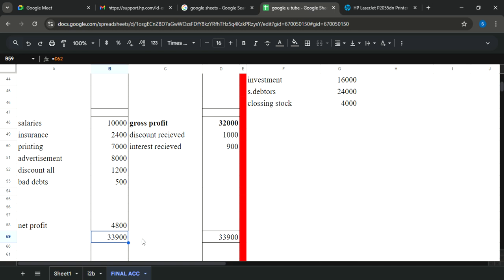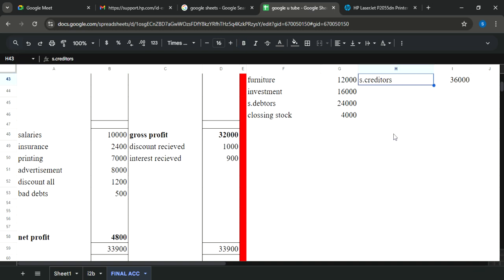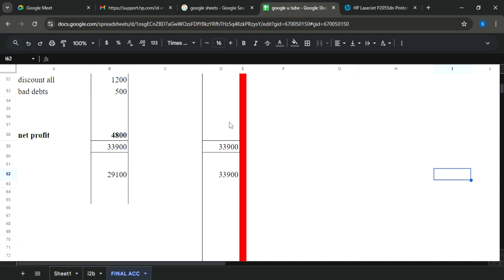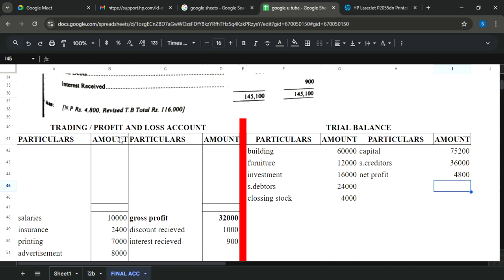Now the next step was to bring down, and it was told earlier that profit is not brought down over here. It would directly be transferred to the capital side. Profit, as you know, is an income and should be added to the capital. So here your net profit would be written and it was 4,800. I will show you again. This was your net profit 4,800 and you have transferred it over here.